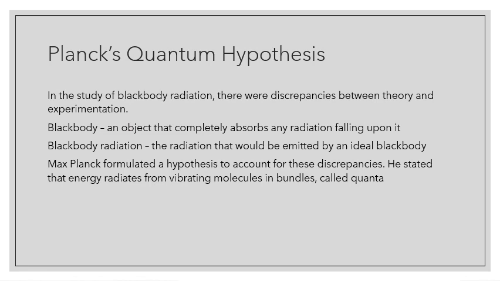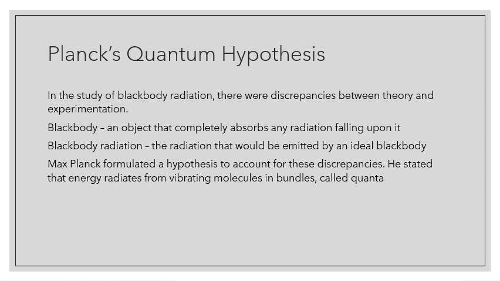Planck's quantum hypothesis. In the study of black body radiation, there are discrepancies between theory and experimentation. A black body is an object that completely absorbs any radiation falling upon it, and black body radiation is the radiation that would be emitted by an ideal black body. Since it completely absorbs any radiation falling upon it, anything that you can observe from it is radiation being emitted off of it.